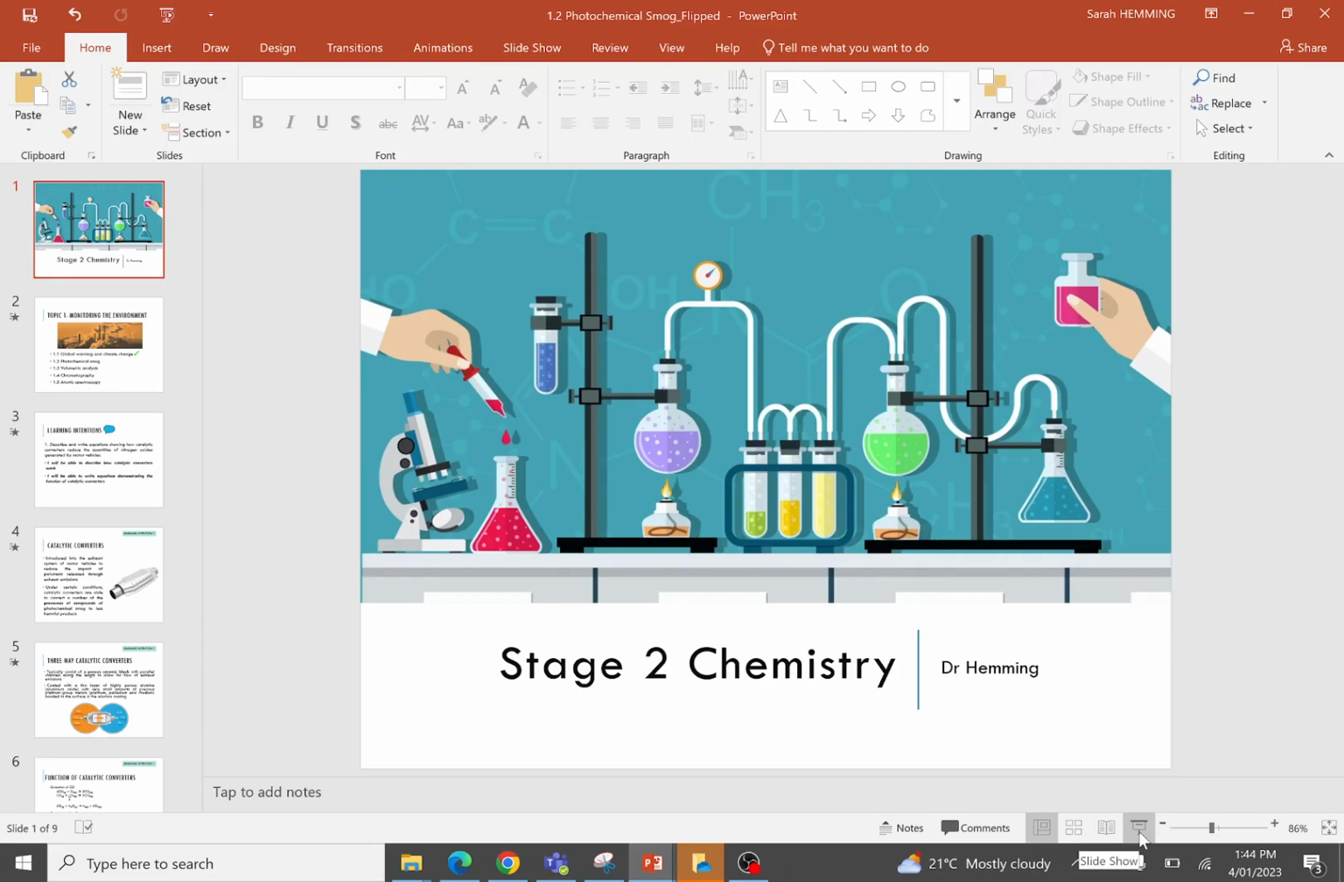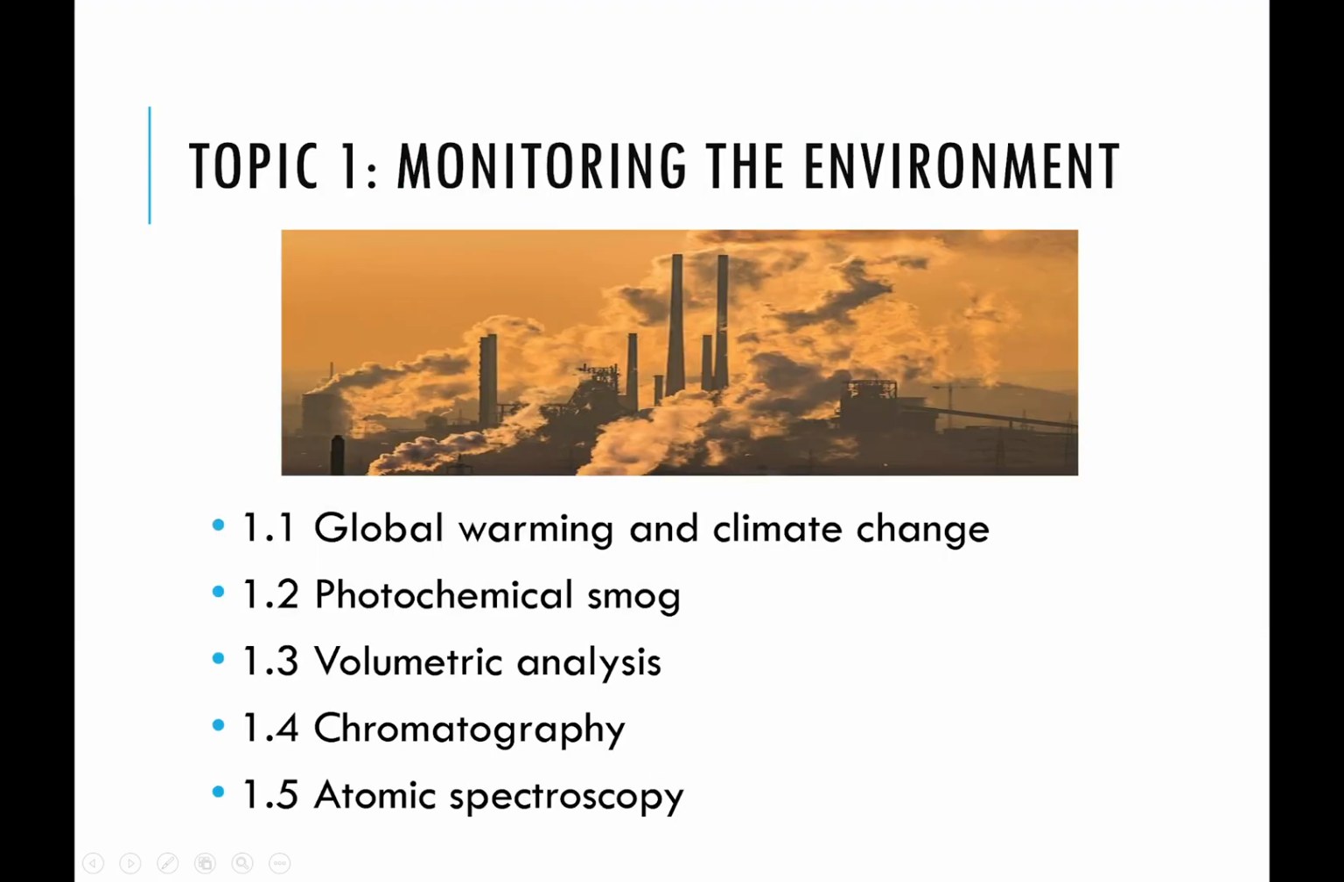We have focused on topic 1, which is monitoring the environment, and it contains multiple subunits: 1.1 global warming and climate change, which we've already gone through in class, 1.2 photochemical smog, 1.3 volumetric analysis, 1.4 chromatography, and 1.5 atomic spectrometry.